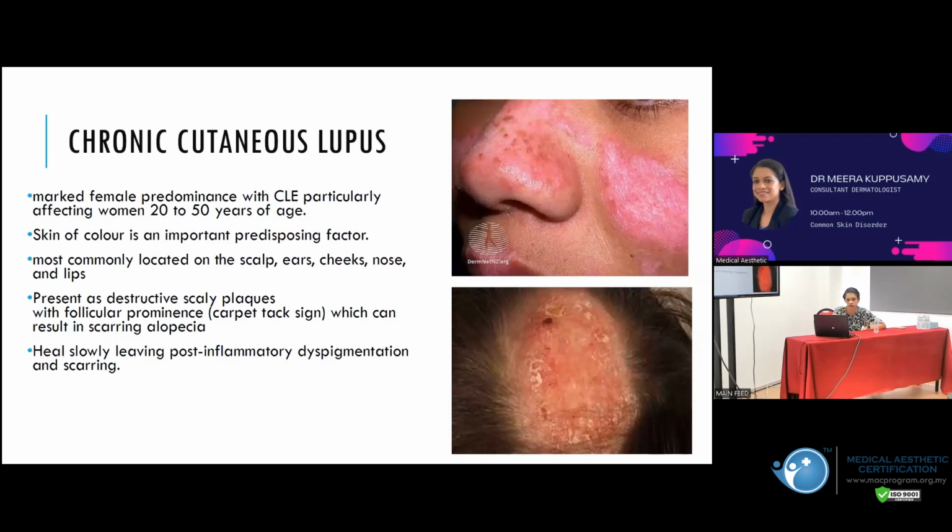Chronic lupus or DLE. So they present with atrophic scars, hyperpigmentation and hair loss. It's commonly in patients who are darker. So Indians are very commonly affected by DLE, and of course Asians in general are very commonly affected by DLE. Commonly it's located on the scalp, the ears, the cheeks, nose, and lips. So they get these scaly plaques and scarring alopecia. So also it leaves a mark on the patient.